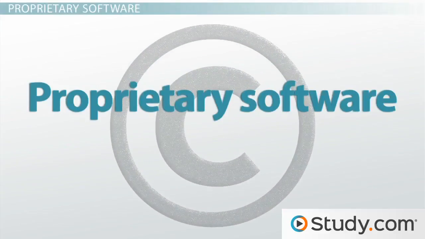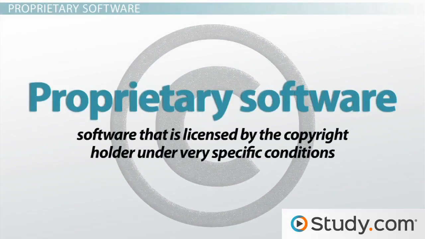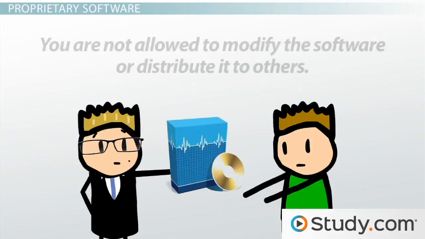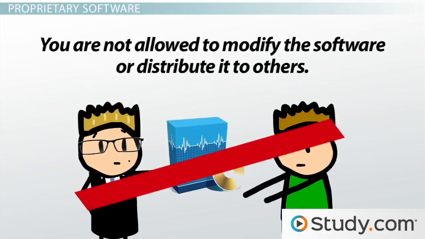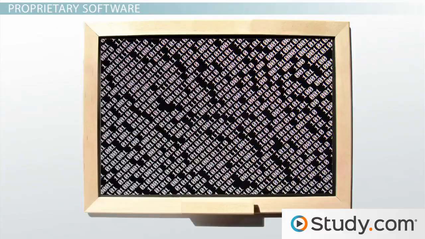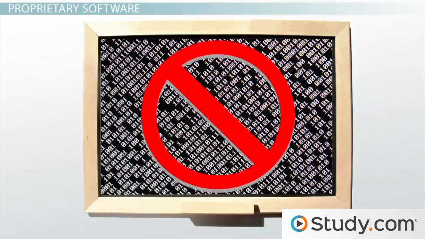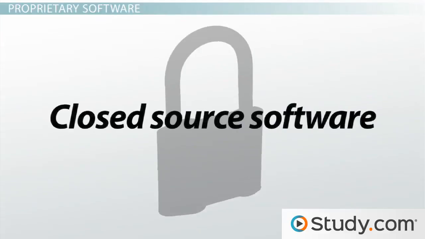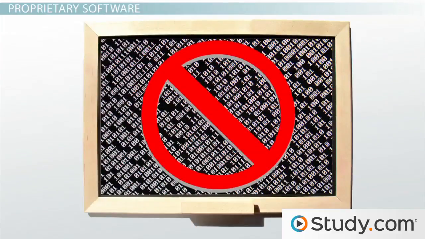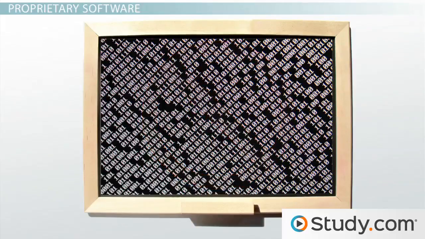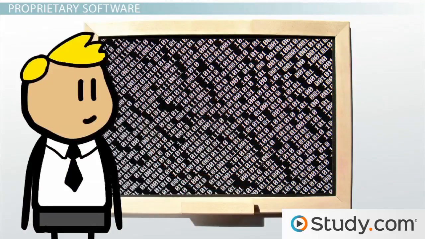Proprietary software consists of software that is licensed by the copyright holder under very specific conditions. In general, you can use the software, but you are not allowed to modify the software or distribute it to others. The original source code for the software is not available, which means you can't see the actual code written by the programmers. Proprietary software is therefore also referred to as closed source software. This is done on purpose to protect the intellectual property invested in software development. If the source code were released, even with copyright restrictions, competitors could benefit from using this code.